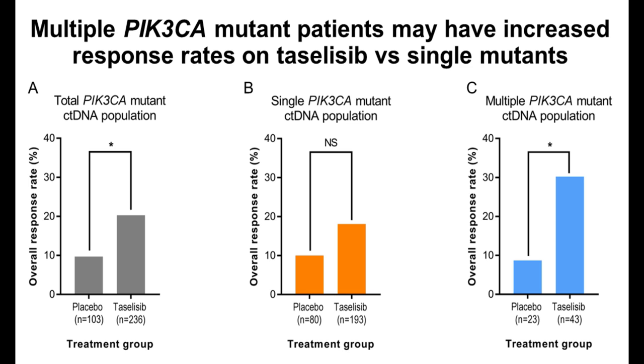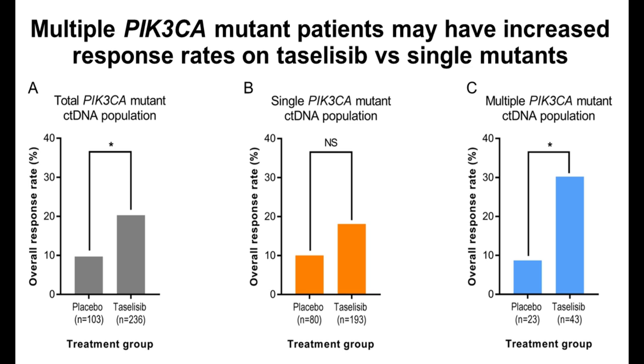In panel A, this is the total mutant population, or the total population of patients with PIK3CA mutations. You can see an increased response rate with the addition of taselisib, and this is the whole patient population. And when we break it up into patients with single PIK3CA mutant tumors versus multiple PIK3CA mutant tumors, we see that the patients with single PIK3CA mutant tumors had an increased response rate, but this was not statistically significant, while the patients with multiple PIK3CA mutant tumors, shown in blue, had an increased response rate, which was statistically significant.